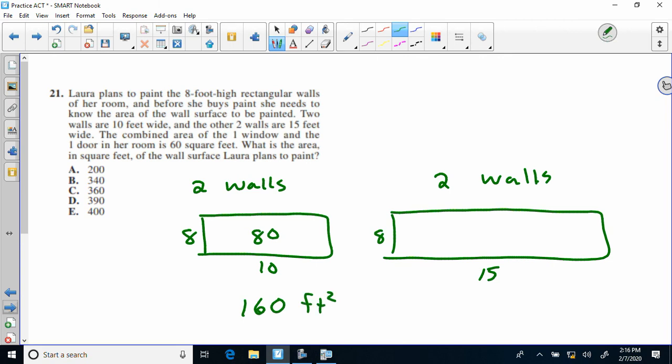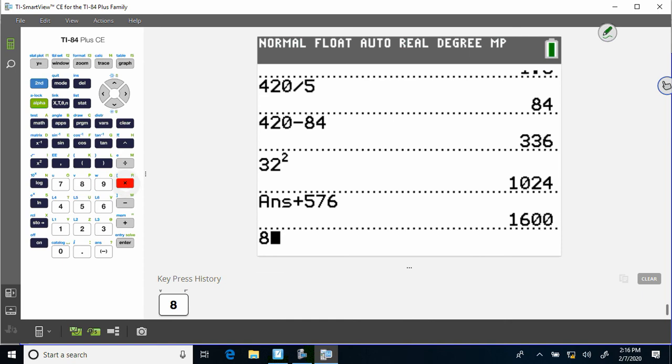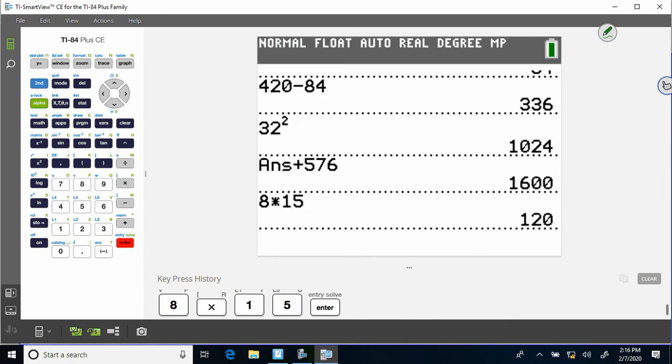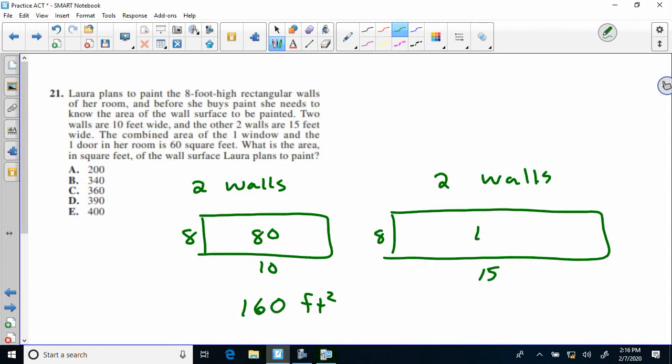And then 8 times 15 is going to be 120. And so this is 120 feet for that wall, but there's 2 of them, so that's 240 feet squared. So her total would be 240 plus 160 feet squared, which means her total was 400 feet squared.